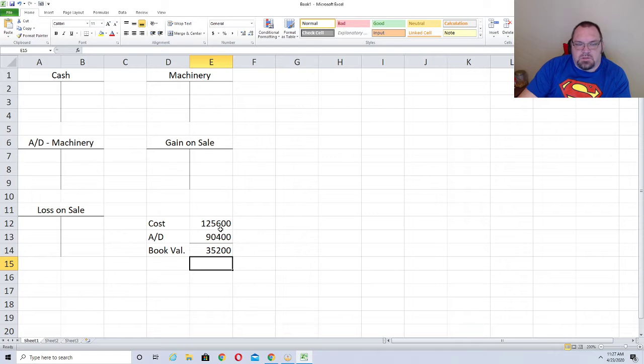Here are my numbers too. The cost of that machine is $125,600. Here's the accumulated depreciation of $90,400. If I do some quick math to find the difference, that is the book value. What book value means is that according to our books, we have $35,200 of undepreciated value left. Now that's kind of confusing the way I said it. Essentially, our books say this machine is worth $35,200.